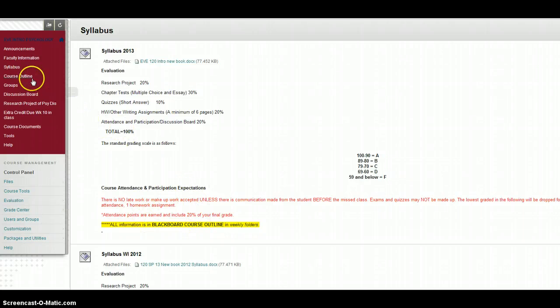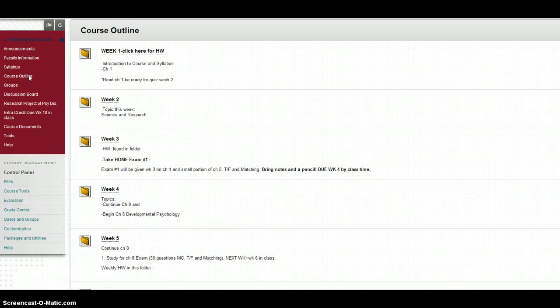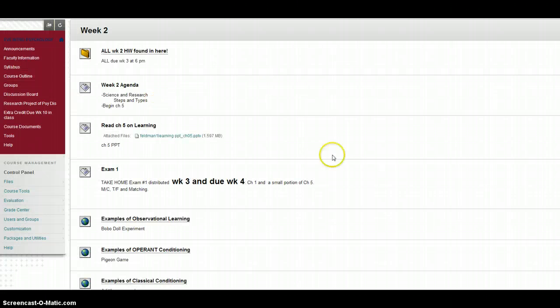Now, if you're saying, where do I get homework? What's due this week? Where do I find it? You always go to course outline. Everything is in course outline in weekly folders. So, for example, week 1, introduction to the course and the syllabus, and to read chapter 1 and to study for the quiz. I'm going to open a folder up. For example, week 2, the topic is research and science.